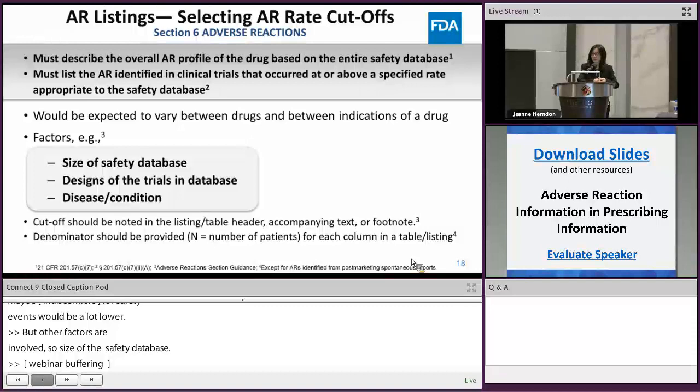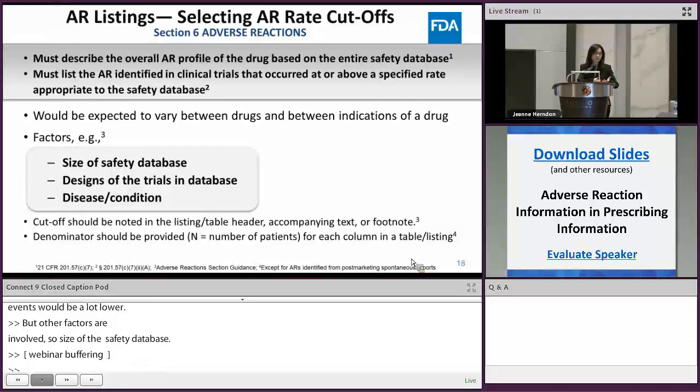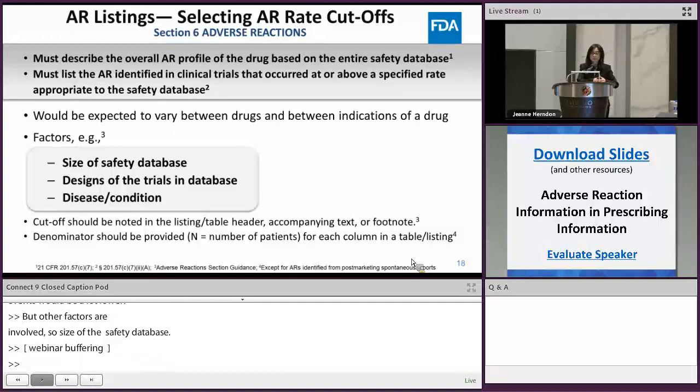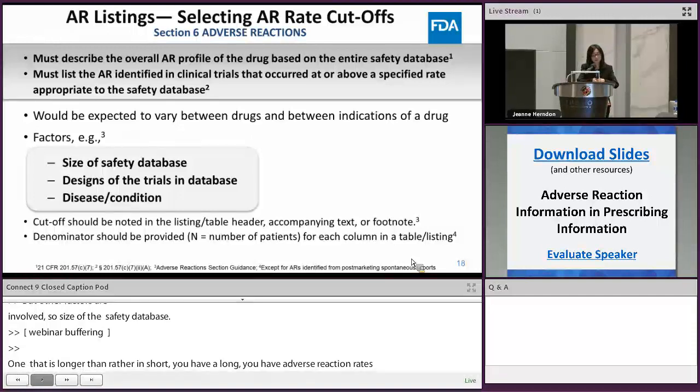If your trial duration is very long compared to one that's short, you will have a longer observation period. So just by virtue of that longer study duration, you're going to have adverse reaction rates that are higher across the board in both groups. And so you would have to select a slightly higher cutoff. And finally, the disease and condition, we kind of mentioned that already. If you have a serious and life-threatening disorder, then you're going to have a higher tolerance for toxicity.